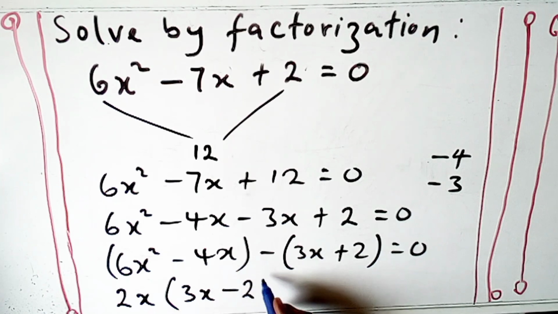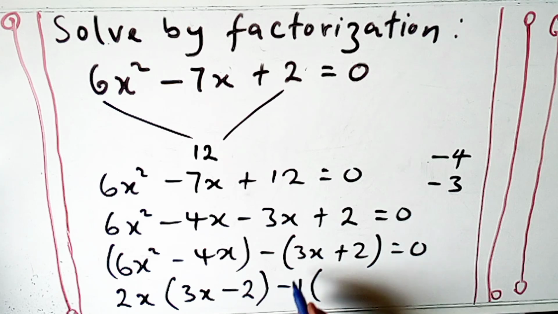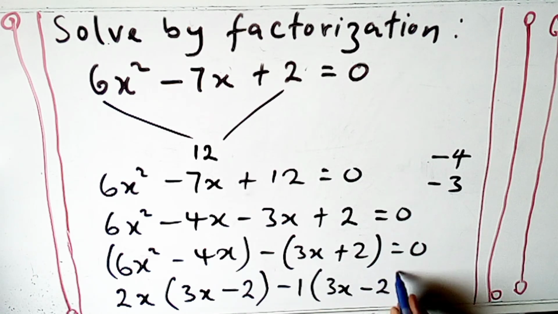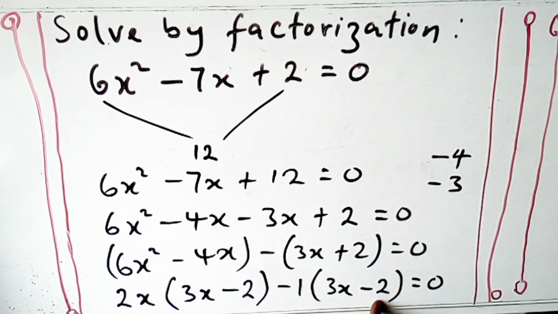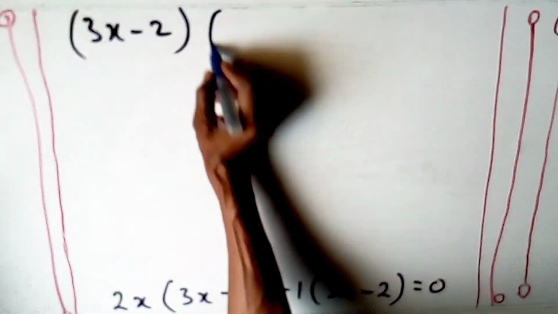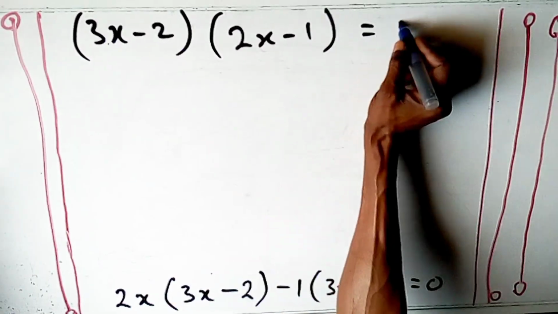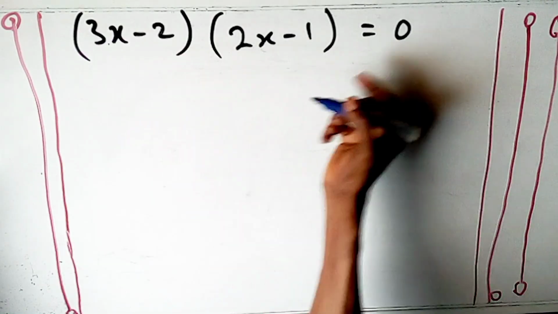Then what is also common here is 1. So we have 3x minus 2 times 2x minus 1 equals 0. Remember I told you what you have in the bracket must be the same. So we take 1: 3x minus 2. Then the second one is 2x minus 1 equals to 0. And we solve them separately.